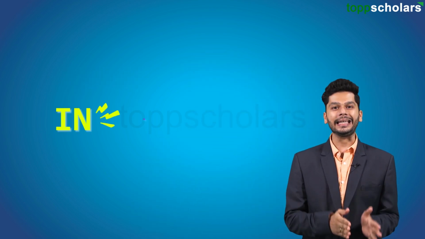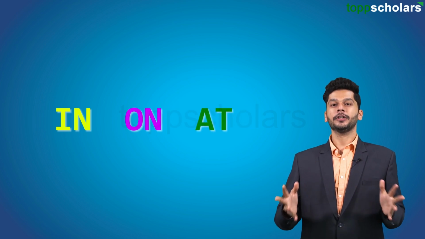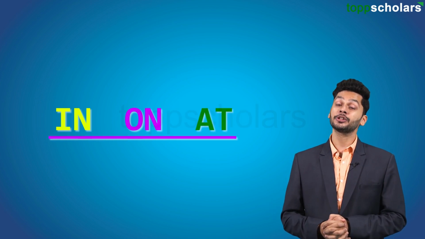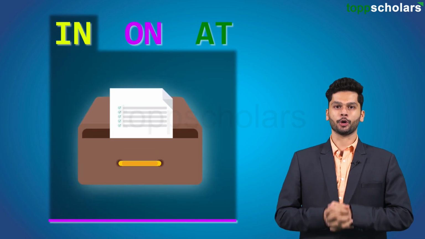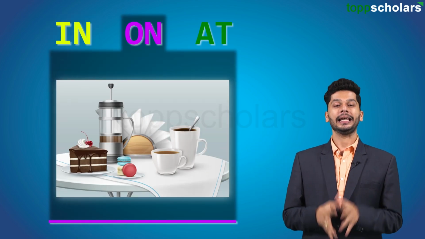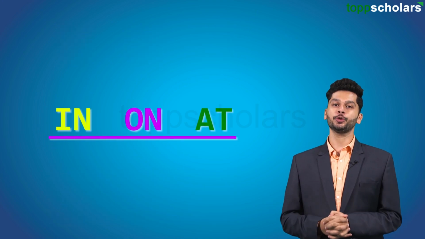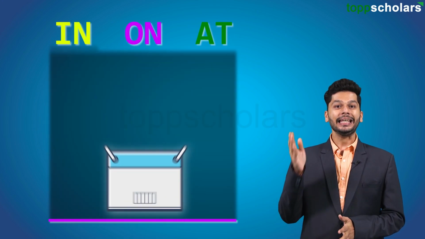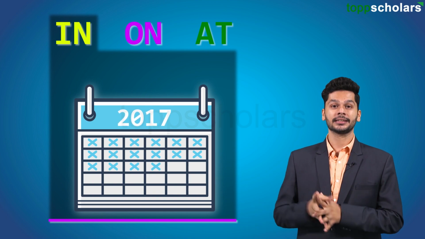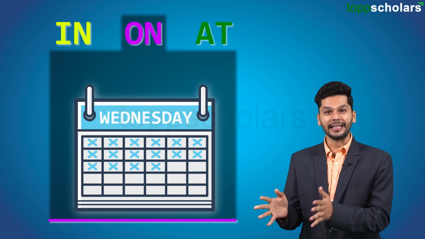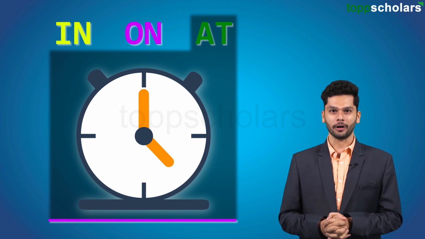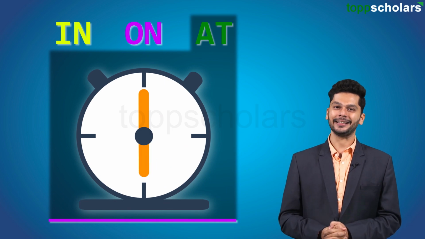Now let's look at in, on, and at. First, we'll consider them in the context of space. In the drawer, on the table, at the counter. Now, all these three prepositions are also used in the context of time. In months, in years, on Monday, on a Wednesday, at 5 o'clock, at 6 o'clock, like that.